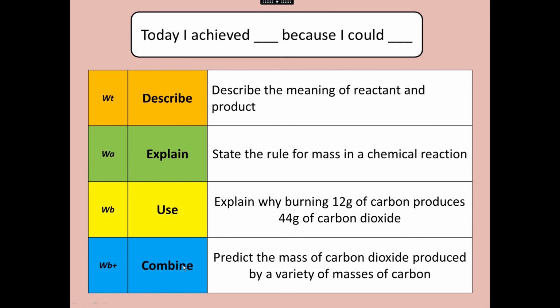And today I achieved combine, because I can predict the mass of carbon dioxide made by a variety of different masses of carbon. Very well done. If you manage to do that, that's really hard.